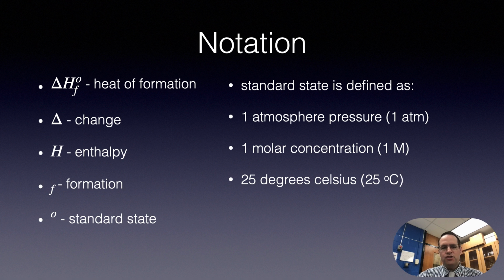So the triangle means change. The capital H again means enthalpy, technically speaking. The subscript F means formation. We'll talk about this. And the little zero there means standard state. So standard state is the commonly agreed upon reference point for thermodynamic values. In chemistry, the atmospheric pressure is used as the reference pressure when we're talking about gases, all right? And when we're talking about dissolved substances in a homogeneous solution, we're talking about 1 molar concentration.